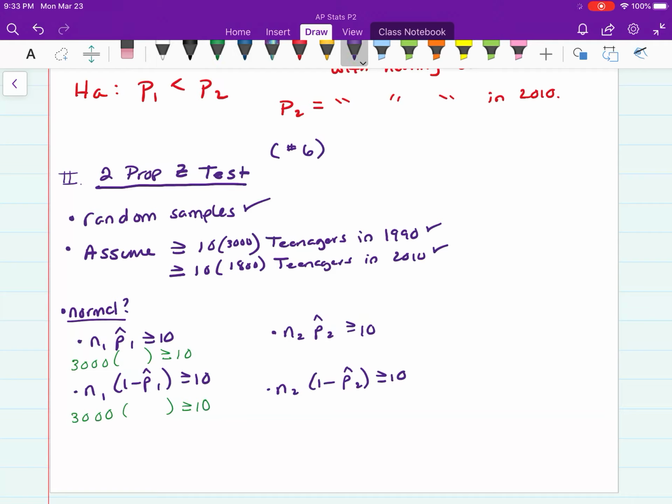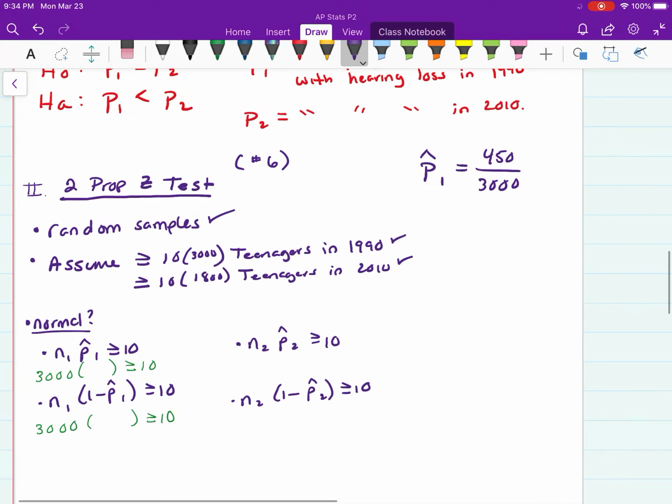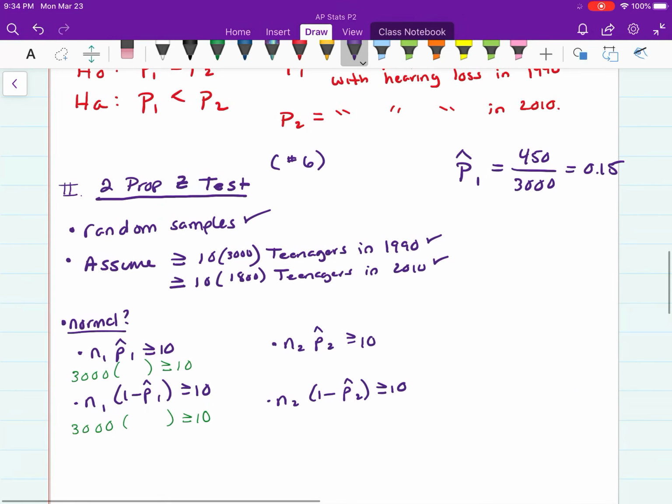So p hat 1. Let's do this over here. P hat 1 is the sample proportion of teenagers that have had hearing loss in 1990, which is 450 out of 3,000. I got that from the problem, which is a proportion of 0.15. So that will go in here. So then 1 minus 0.15 is 0.85. And when you do this math, both those things come out to be greater than 10.